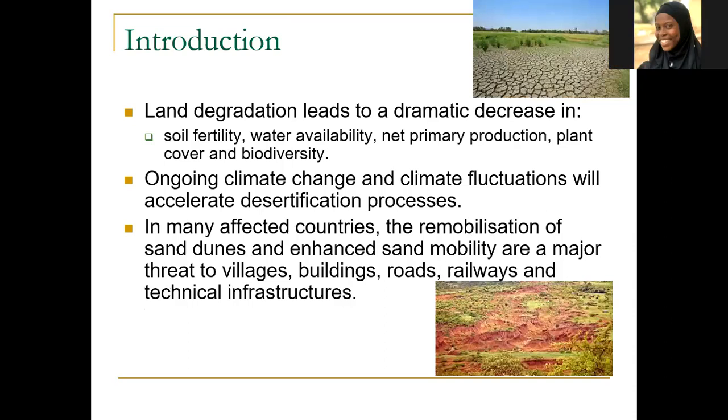Yes, sir. Generally, land degradation leads to a decrease in soil fertility, water availability. I hope you all know what net primary production is by now. I think we discussed it in 200 level. Plant cover, loss of plant cover, and loss of biodiversity. And of course, it's believed that changing climate, particularly the threat of climate change, will further accelerate the desertification process being experienced around the globe today.